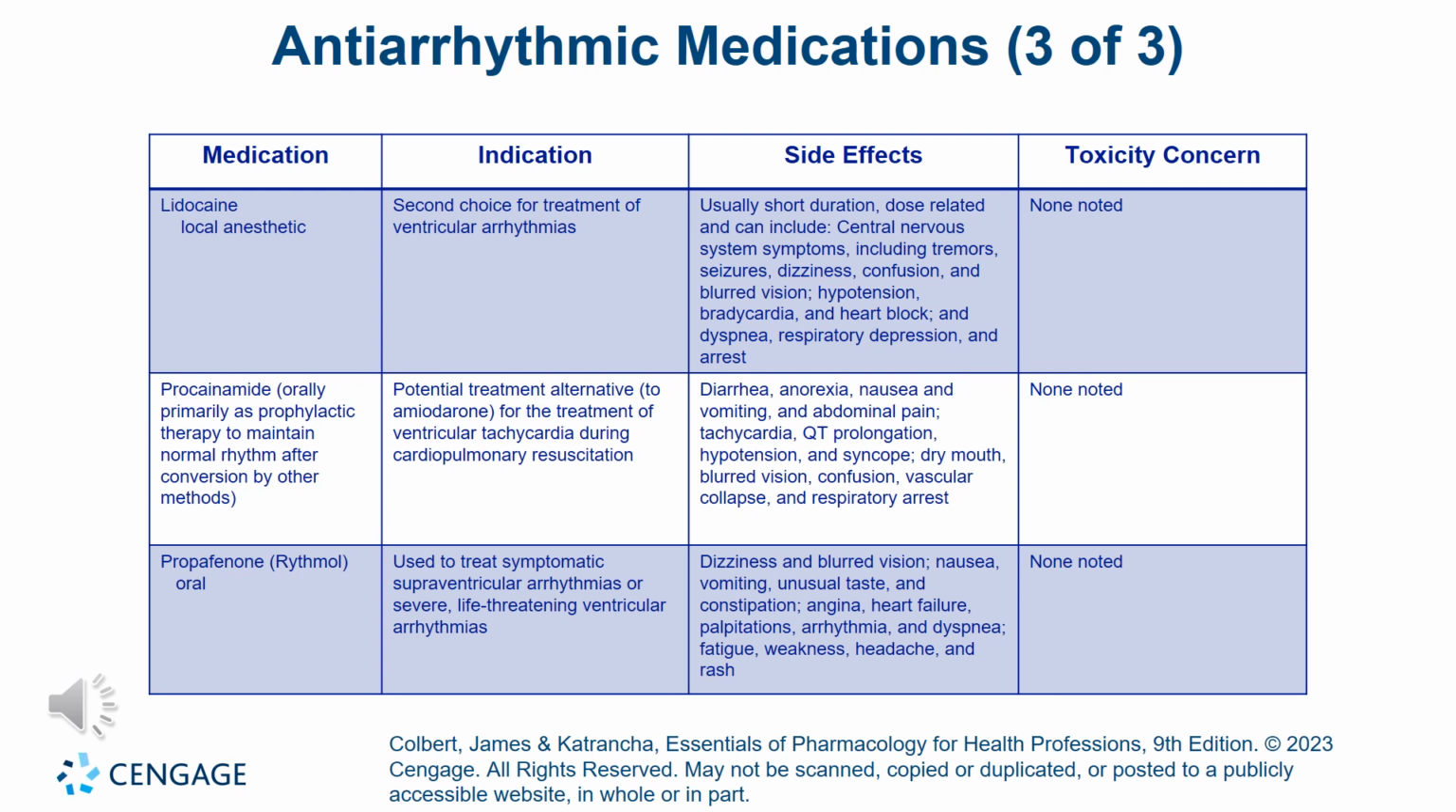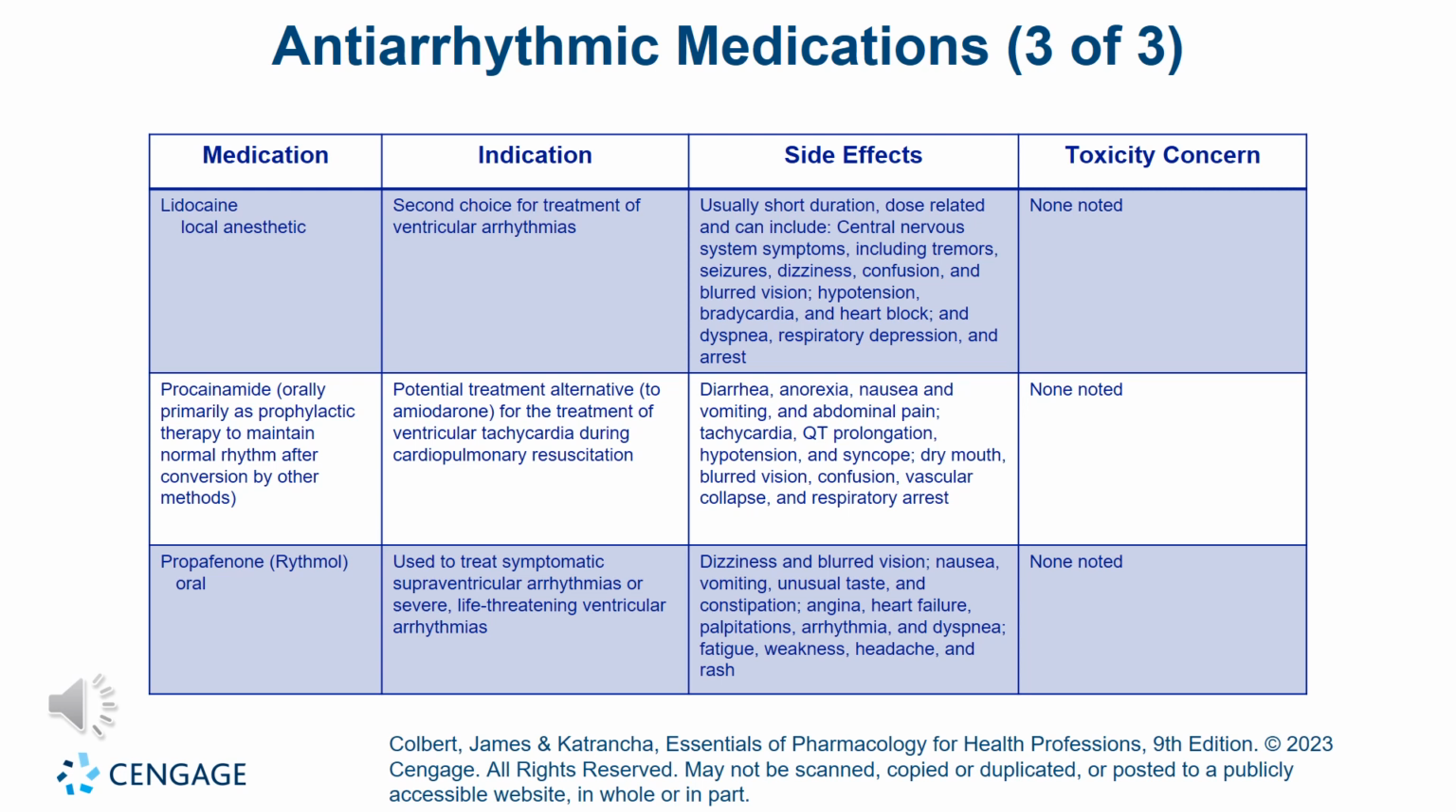Antiarrhythmic medications continued. Lidocaine. This is a local anesthetic. It's indicated as the second choice for treatment of ventricular arrhythmias. Side effects are usually short in duration. They are dose-related, and they can include central nervous system symptoms, including tremors, seizures, dizziness, confusion, and blurred vision, hypertension, bradycardia, and heart block, and dyspnea, respiratory depression, and arrest. There is no toxicity concern noted.